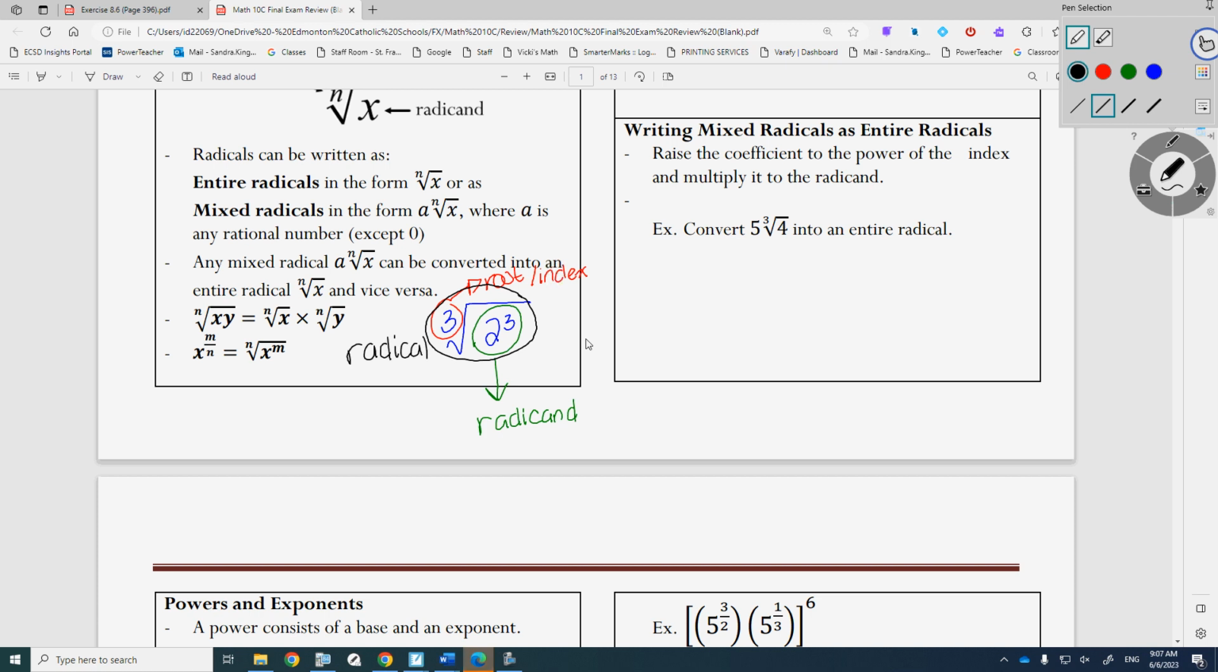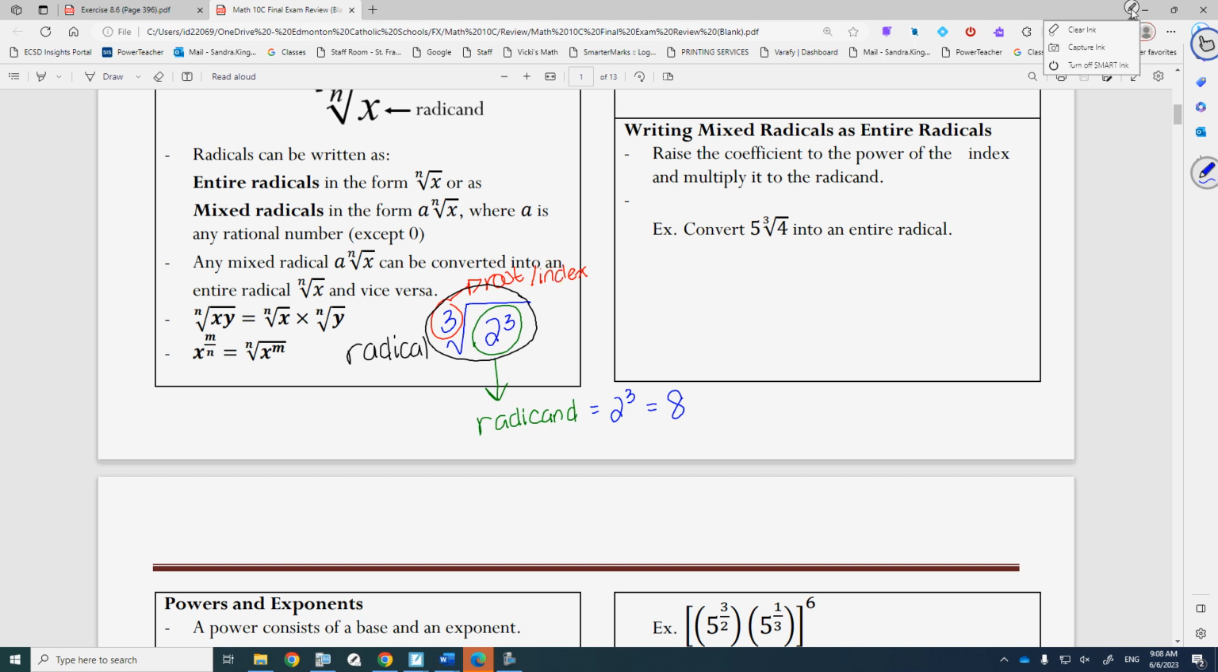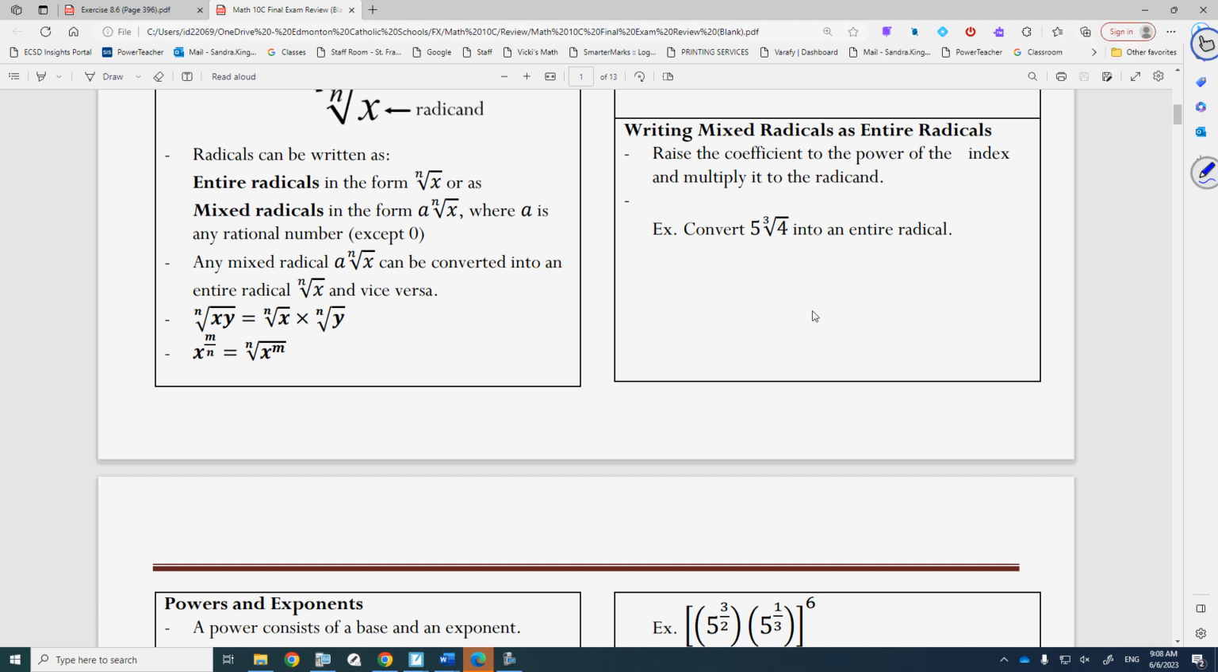I should actually say the radicand, you guys. If I said what is the radicand, it would be 2 to the power of 3. And you type in on your calculator either 2 to the power of 3 or 2 times 2 times 2, the radicand would be 8 or 2 to the power of 3. Okay? What you need to know how to do is how to reduce radicals or simplify radicals. So let's see how we would do that.